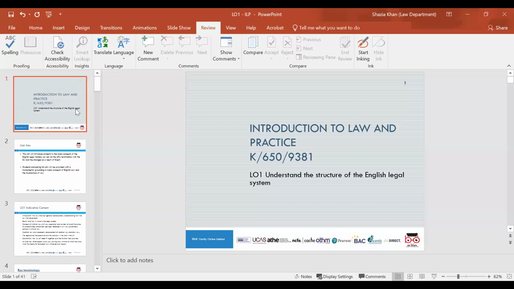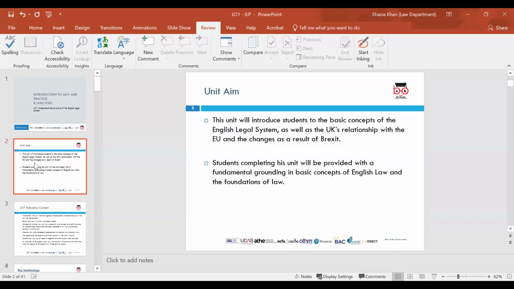So the first session we're doing is learning outcome 1, okay? It's to understand the structure of the English legal system, how it works, why that structure is in place, how the court systems work, and why we have this difference between the areas of law as well. The unit aim is to introduce students to the basic concepts of the English legal system, as well as the UK's relationship with the EU and the changes of Brexit.